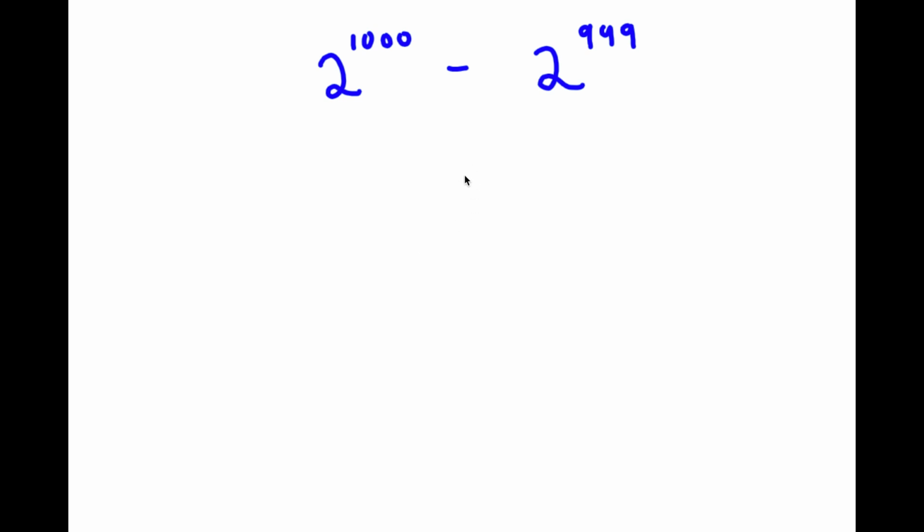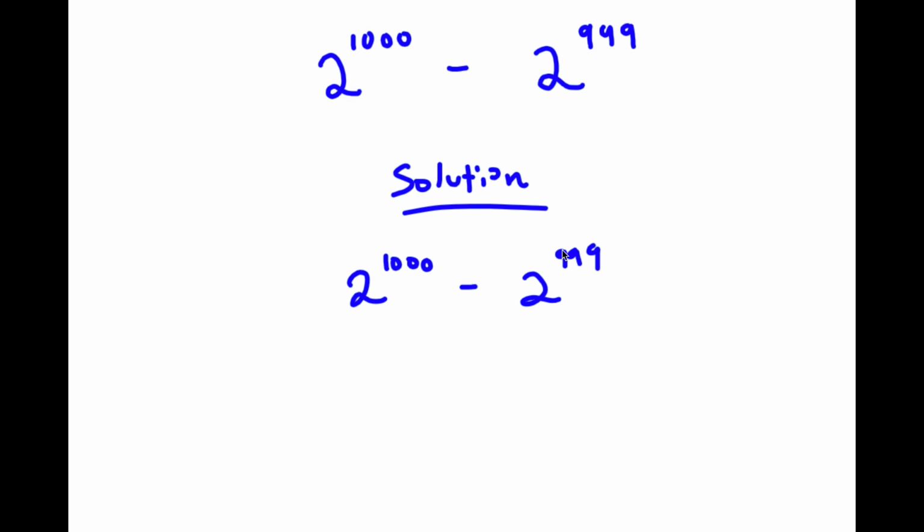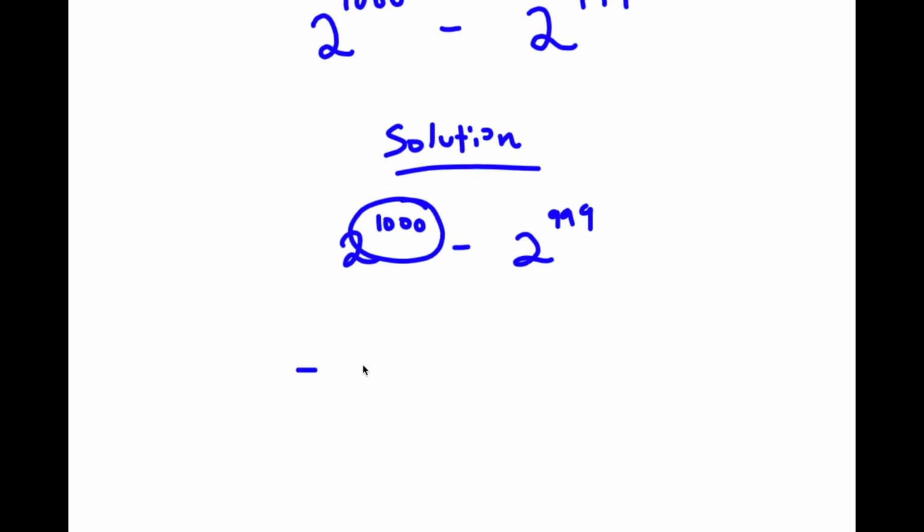Alright, so in this problem, I have 2 to the power of 1,000 minus 2 to the power of 999. So to solve this, for my solution, first start with 2 to the power of 1,000 minus 2 to the power of 999. Now, I'm going to rewrite 1,000 here as 999 plus 1. So now I have 2 to the power of 999 plus 1 minus 2 to the power of 999.